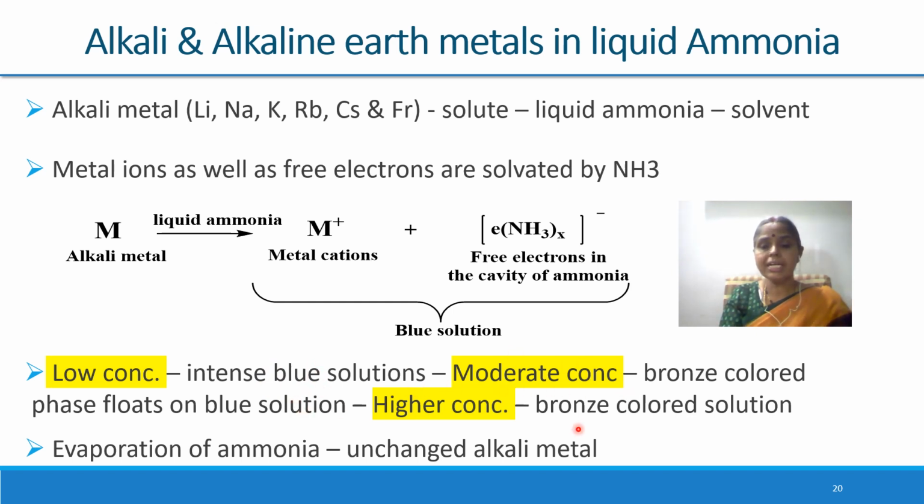At moderate concentration of alkali metal, you get a bronze colored layer above the blue solution. At very high concentration of alkali metal, you get totally bronze colored solutions. This is the unique behavior of alkali metals in liquid ammonia, which is exhibited based on the concentration of the alkali metal.